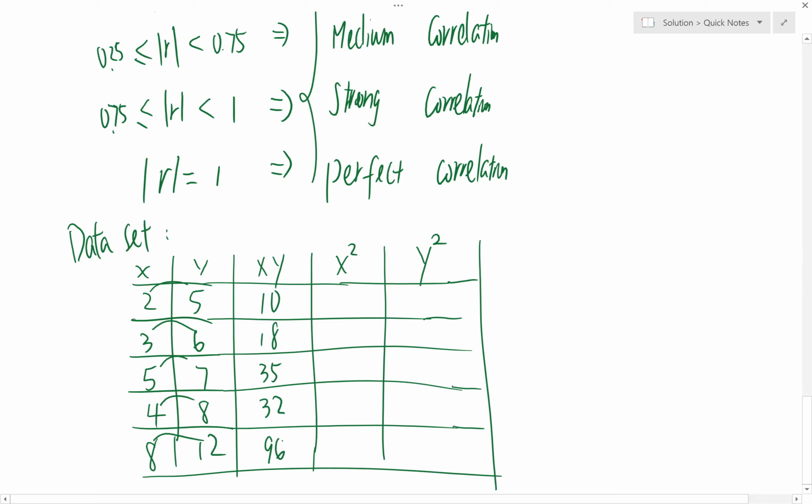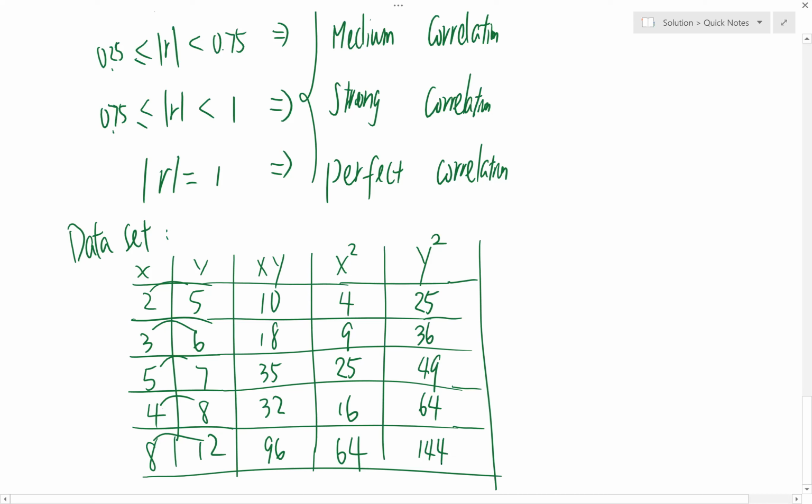Now you square all the x values. X squared means square 2, you get 4. Square 3, you get 9. Square 5, you get 25. Square 4, you get 16. Square 8, you get 64. Now we're going to square all the y values. 5 squared gives us 25. 6 squared is 36. 7 squared is 49. 8 squared is 64. And the last one, 12 squared, is 144.